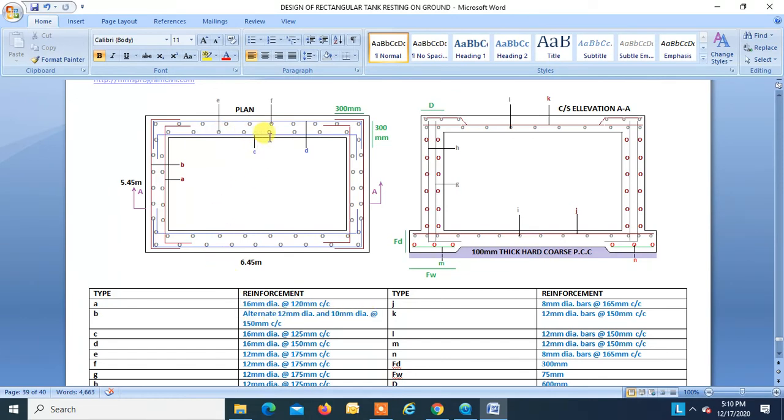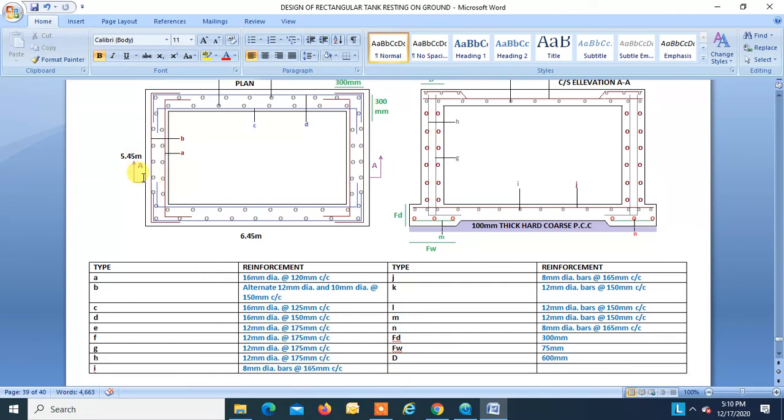Then C is the horizontal reinforcement of the long wall on the liquid face, that is equal to 16 mm dia about 125 mm. D is the horizontal reinforcement at the outer side face, the remote face you can say, and the steel is equal to 16 mm dia about 150 mm center to center. This is the vertical steel required for the long wall on the liquid face, that is E, and that is equal to 12 mm about 175 mm center to center. This is the vertical steel required on the outer face of the long wall, that is F, and that is equal to 12 mm about 175 mm center to center.